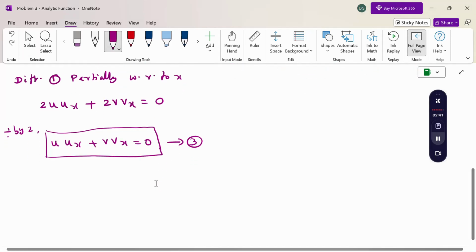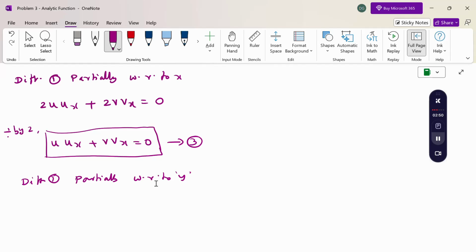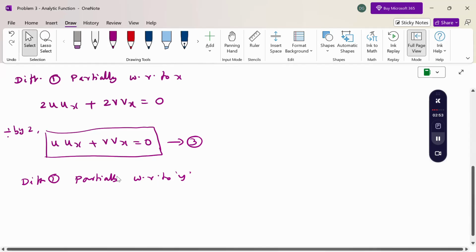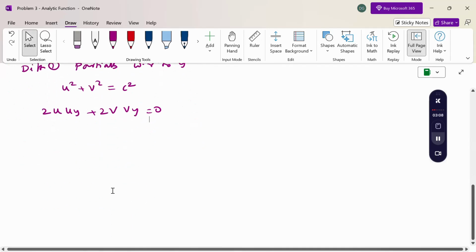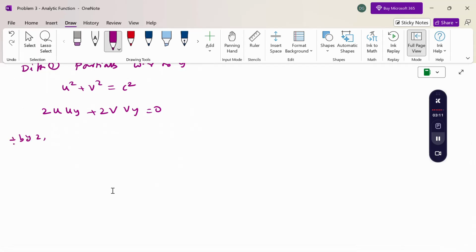Next, differentiate equation 1 partially with respect to y. Equation 1 is u square plus v square equals c square. When I differentiate partially with respect to y, 2u uy plus 2v vy equals 0. Then divide by 2. Therefore u uy plus v vy equals 0. Consider this equation 4.